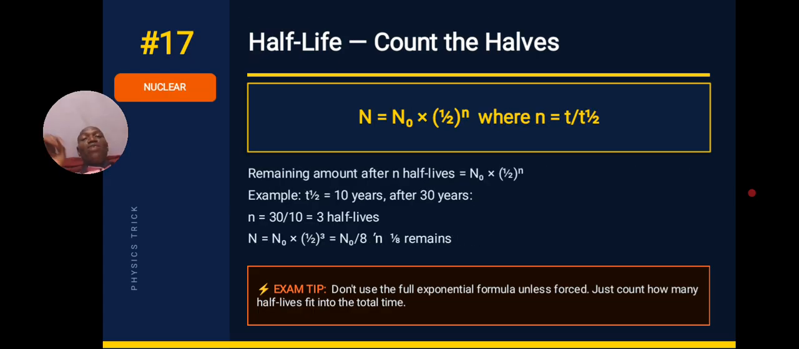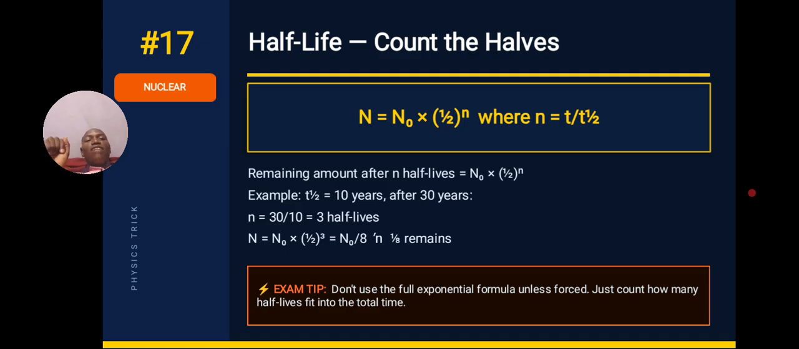Very important under nuclear physics. I have seen questions here again and again, year after year. Please, I beg you, master this formula. Half-life, under nuclear physics, radioactivity. How do you calculate half-life? Here is the formula. N, the number of atoms that will remain, is equal to N naught, the initial mass of that atom, times half raised to power n, where n is equal to T over T half.